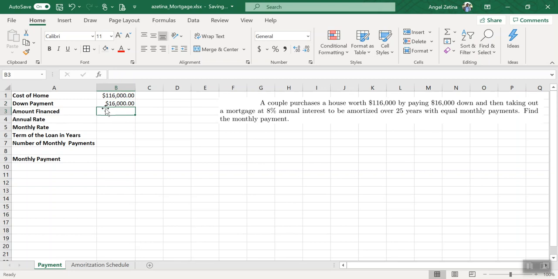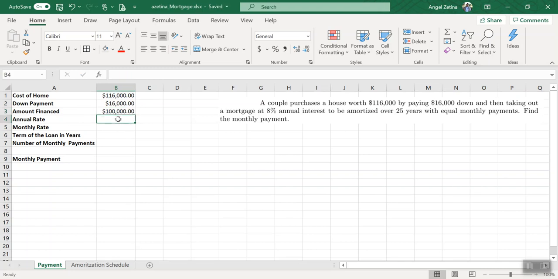The amount financed will be the difference between the cost of the home and the down payment. So if the cost of the home is $116,000 and you make a down payment of $16,000, then it's just a difference. So we enter it as a formula, equals 116 minus the 16. That'll give us $100,000. So the bank will finance $100,000 for the loan.